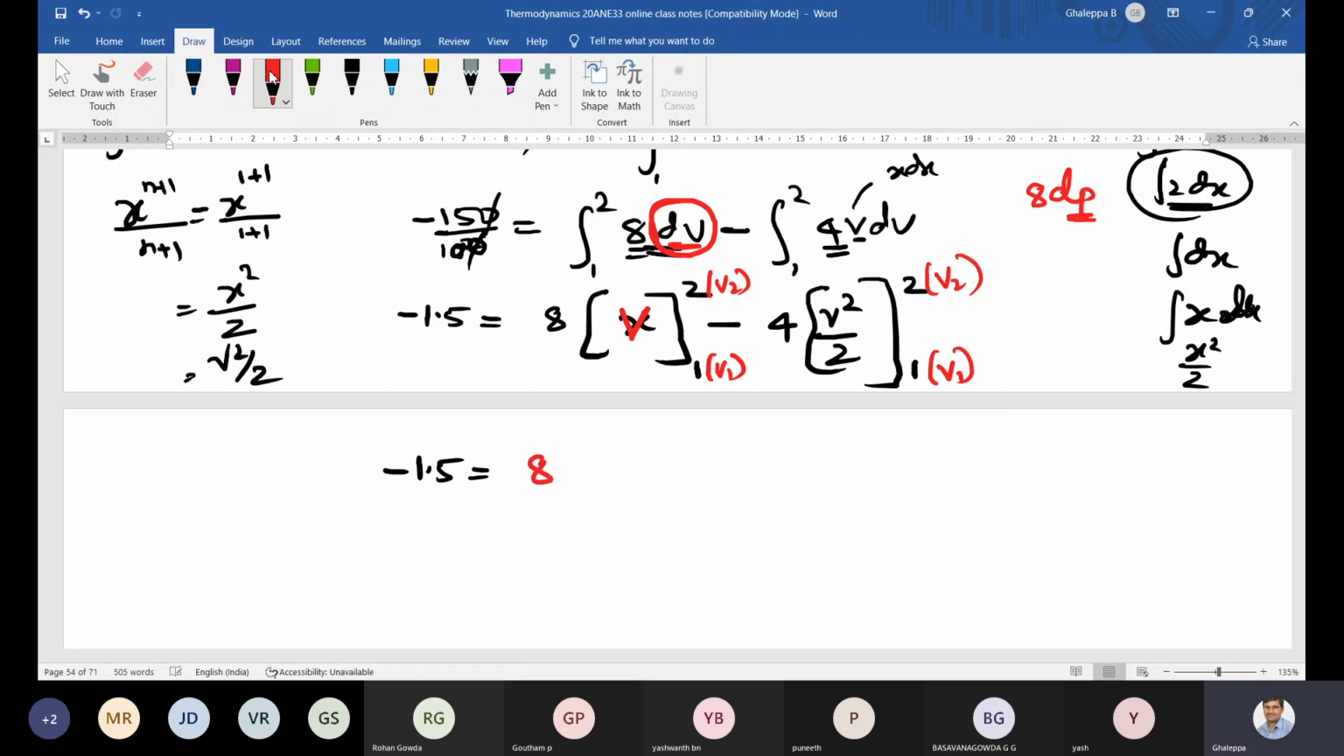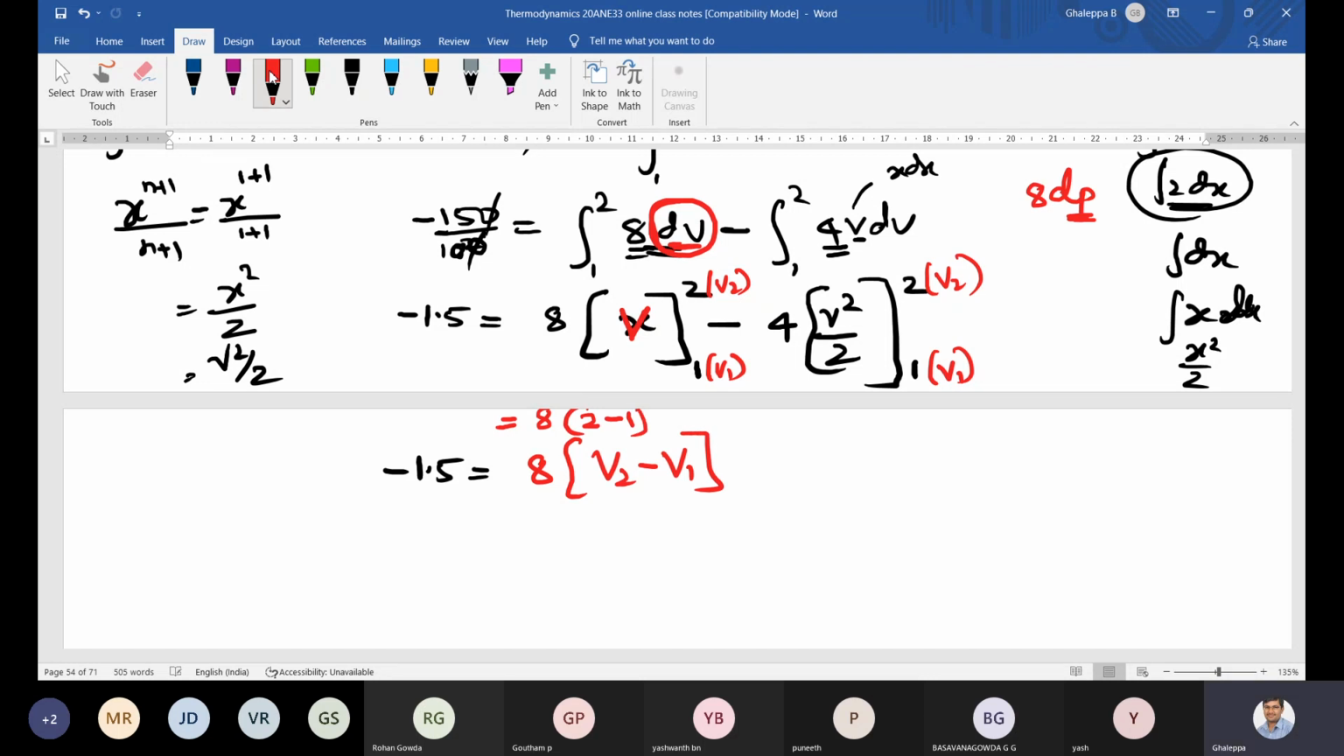Substitute the limits: upper limit V2 minus lower limit V1. Okay, one more point I need to tell here, my dear students. Majority of the students in the exam, what they do is, they will write like this. They will apply the mathematics rule.